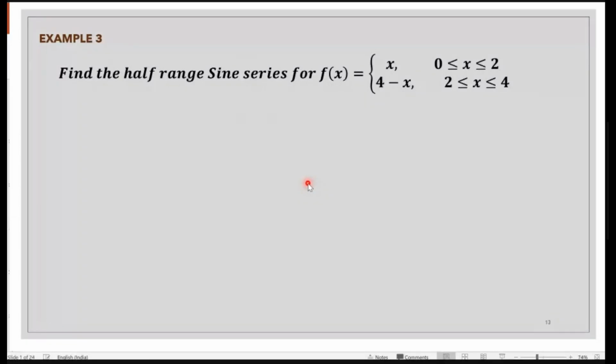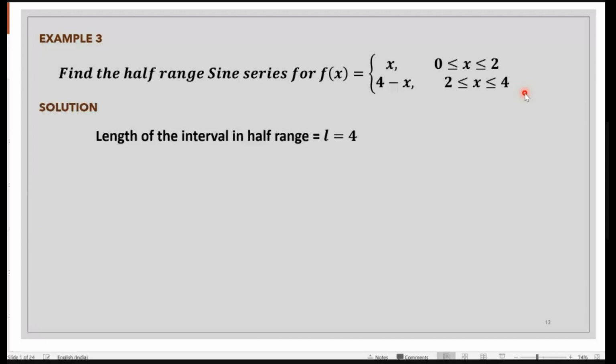Tell me what will be the value of L. What is the value of L in example 3? Four. Okay, 4. Again, it is asked half range series. Half range series are defined in 0 to L, or the length of the interval in half range series is L. Here the length of the interval is 4 minus 0, which is equal to 4. So L is equal to 4. Or it is defined in 0 to 4. So L is equal to 4. कैसे भी ले सकते हैं. So L is equal to 4.